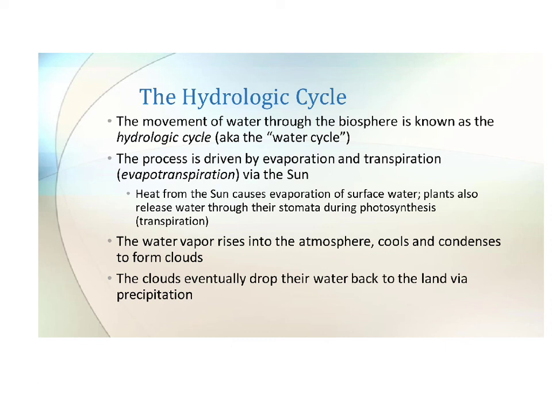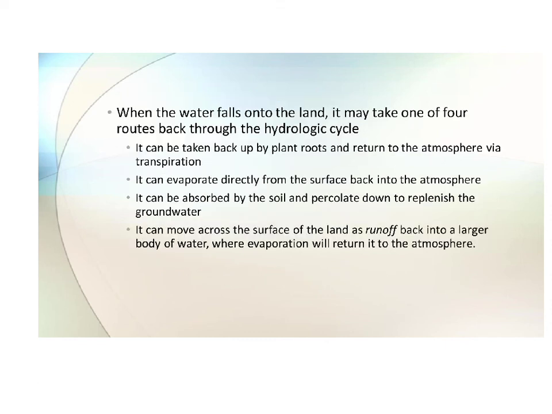So the water vapor rises up into the atmosphere. It cools and it condenses and it forms clouds. And the clouds eventually drop their water back to the land via the process known as precipitation. When the water falls back onto the land, it can take one of four routes back through the hydrologic cycle. So it can be taken back up by plant roots directly, and it can return to the atmosphere via transpiration. It can evaporate directly from the surface back into the atmosphere. And again, that can be just the soil, where the rain falls on the soil and some of that is evaporated back up, or it can be from bodies of water.